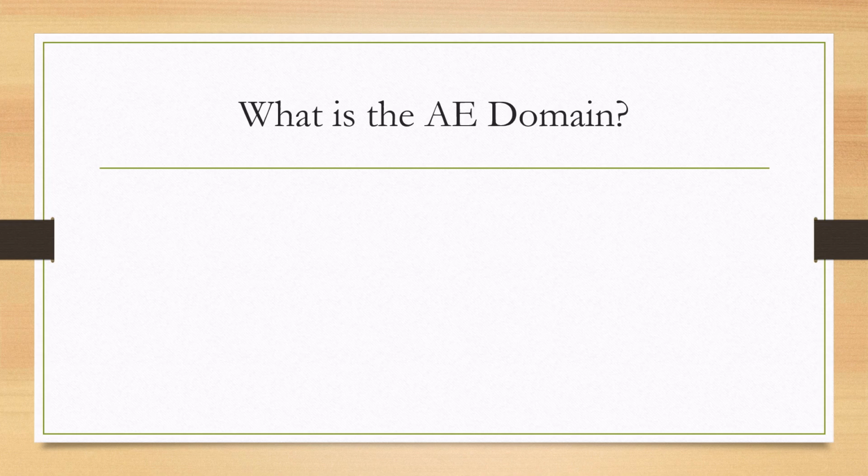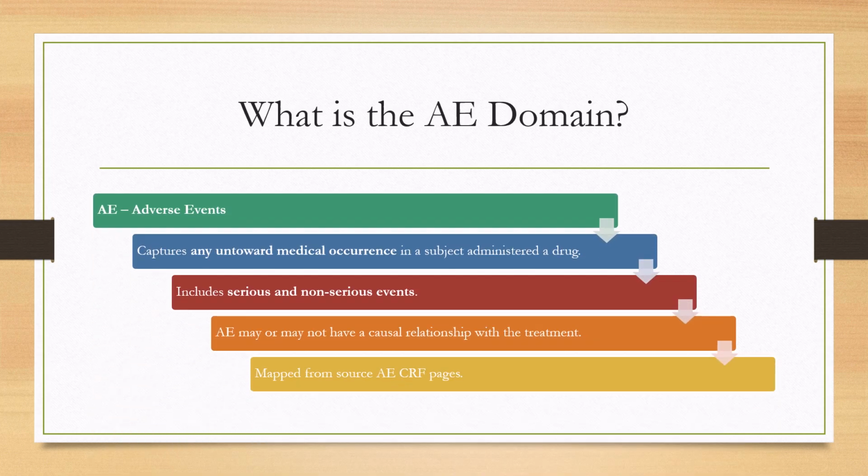AE stands for adverse events and captures any negative or untoward medical incidents that happen after the subject receives the study drug, even if not directly linked to the drug. It also mentions whether the adverse event is serious or not serious, and if there is any relationship to the study treatment drug or not.